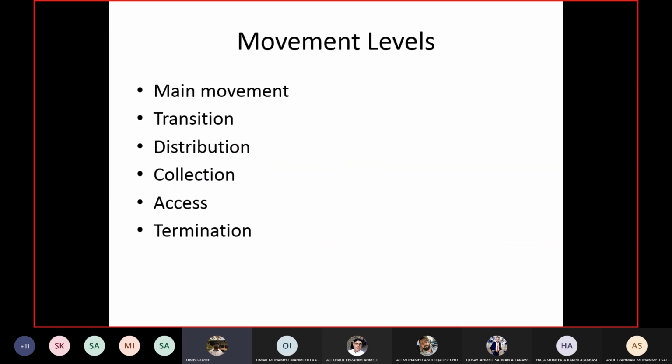When you are making your trip, it can be divided into 5 levels of movement. One is your parking area, from where you are starting your trip or where you are ending your trip. That is the termination level. Then we have the access level. Access is when you come out of the parking area, the street on which you are is the access level of your movement.